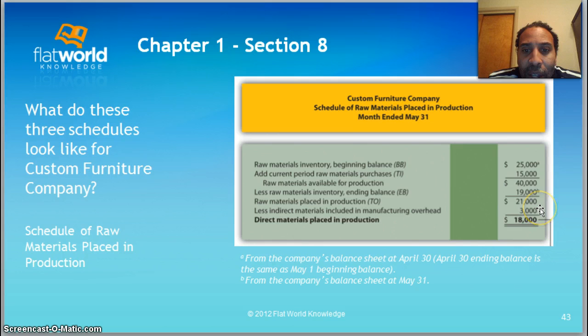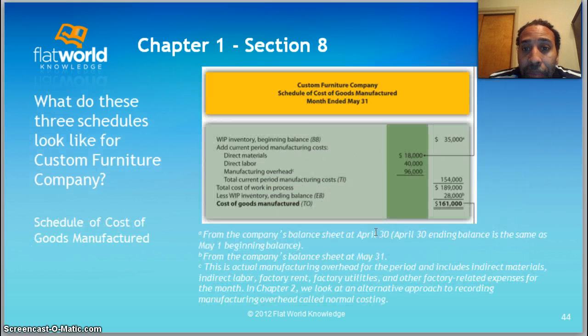Then we always have to subtract the indirect materials included in manufacturing overhead, right? So 21,000, that's usually not going to be that much. Minus that 3,000 is 18,000. That is your direct materials placed into production. And your homework assignment is going to be on that very concept.